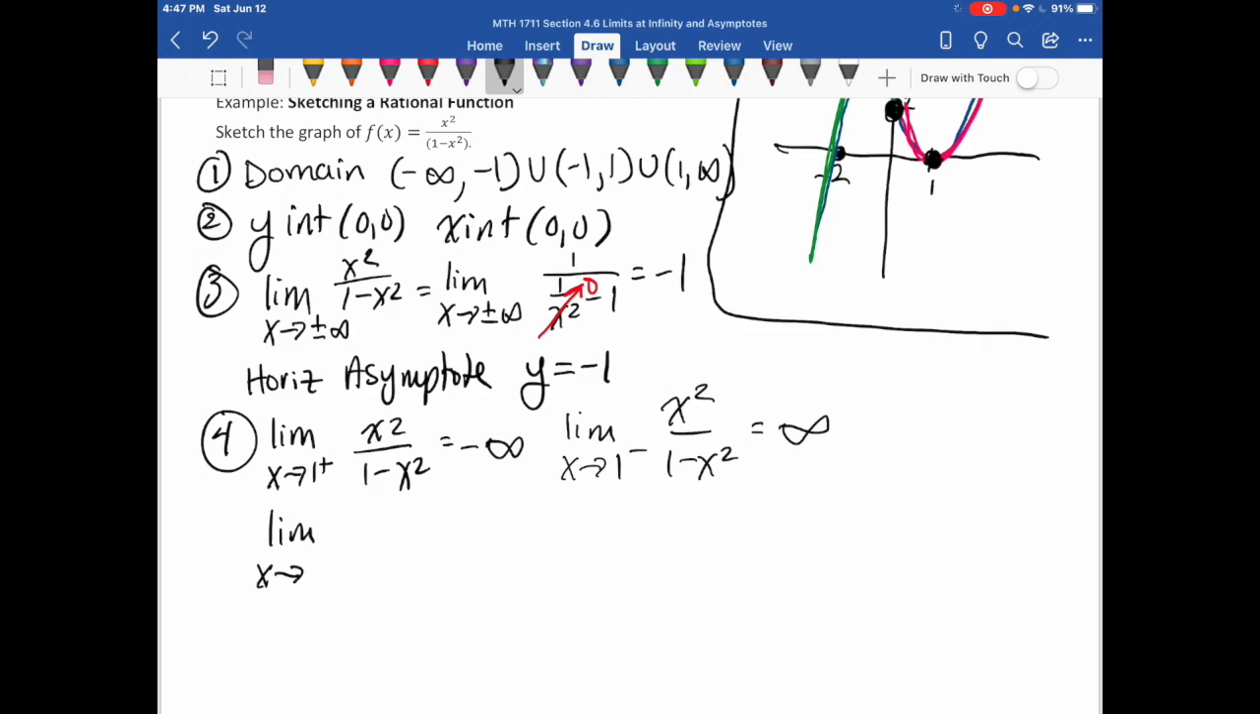We're going to do the same thing. The limit as x approaches -1 from the right of x squared over 1 minus x squared. If I plug in numbers that are to the right of -1, that means we're plugging in numbers like -0.9, -0.99. So when I plug those values in, I'm going to get a positive value in the denominator, and that's also a positive value in the numerator. And so overall, that's going to give me a big number that's positive, so that means it's going to positive infinity.